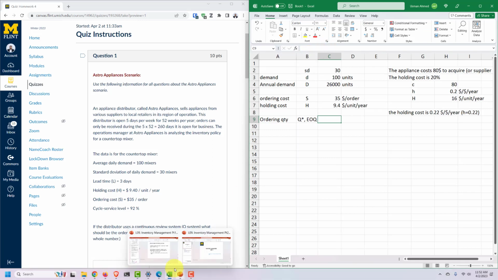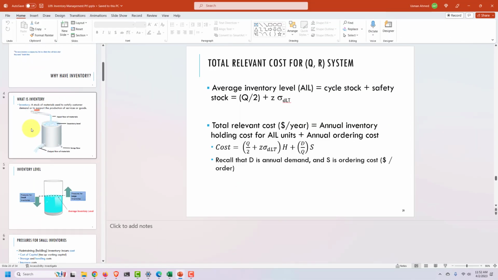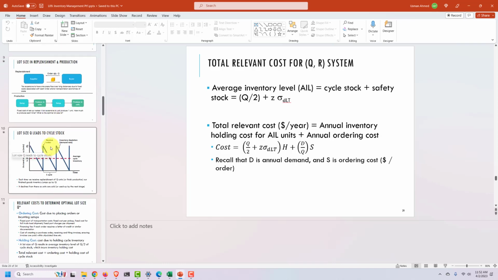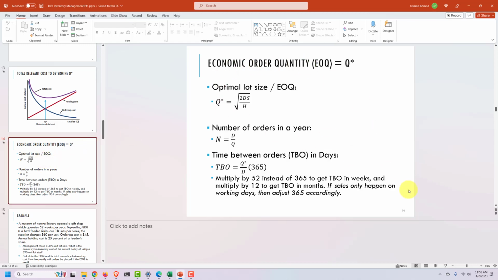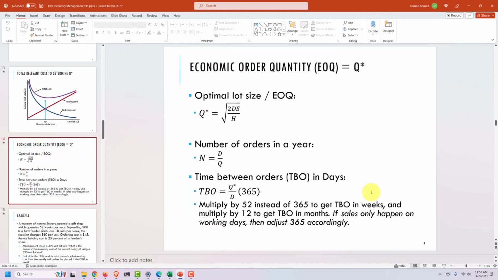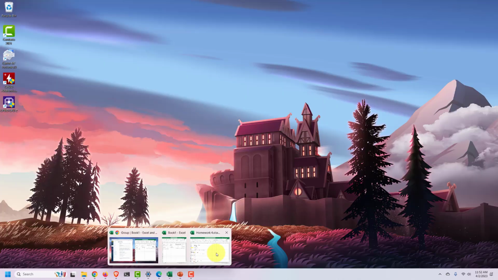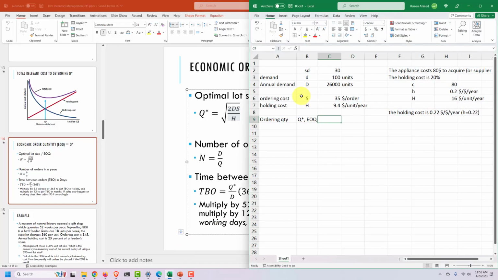So let's go to our slides. Here is the formula on slide 14. Our EOQ is the square root of 2 times capital D, which is annual demand, times S, the ordering cost, divided by capital H, which is the holding cost in dollars per unit per year. Notice this formula uses capital H. If the question gives you small h, you have to convert it to capital H to use this formula.